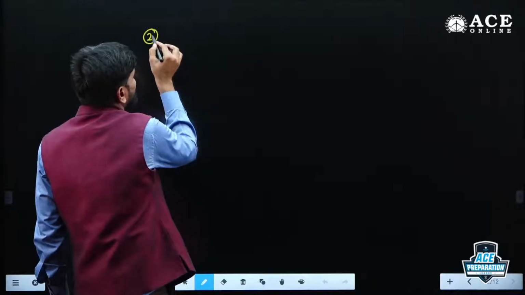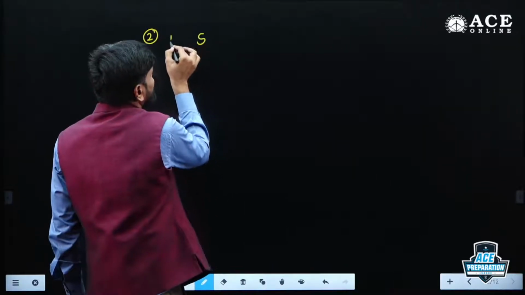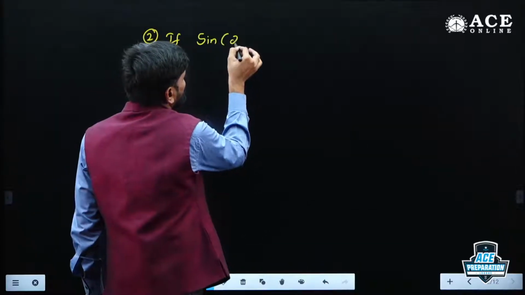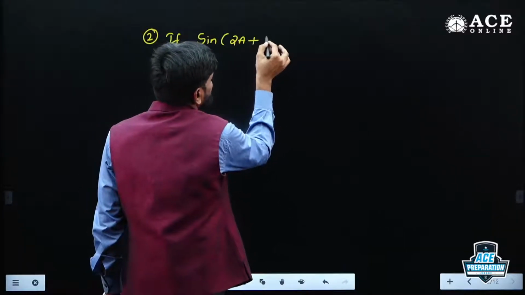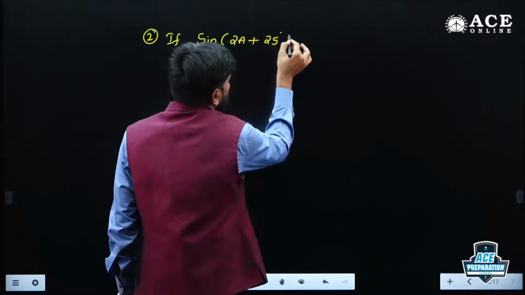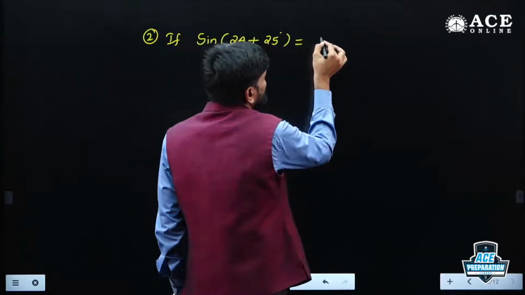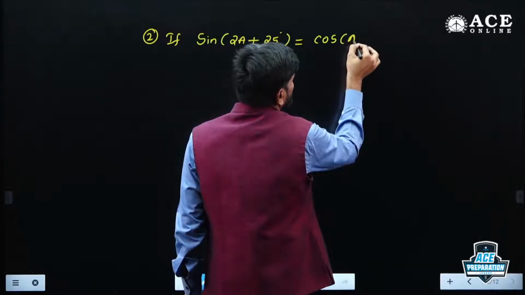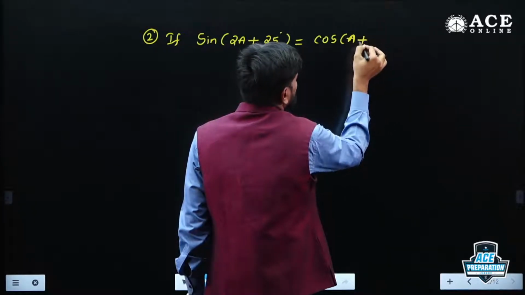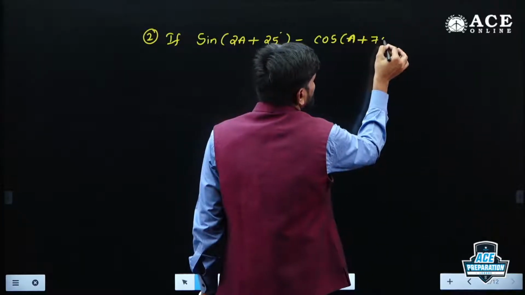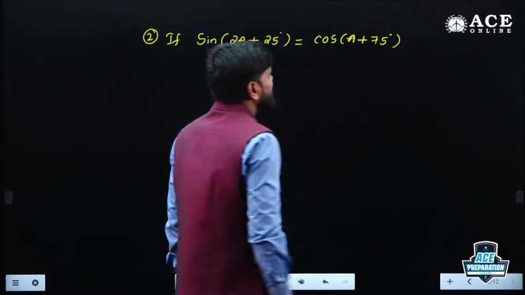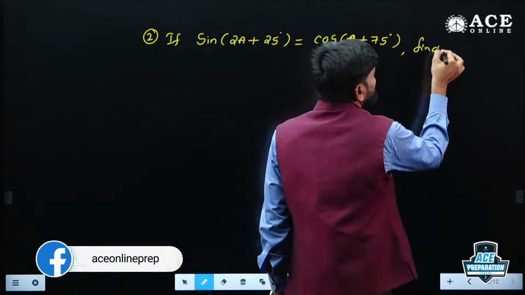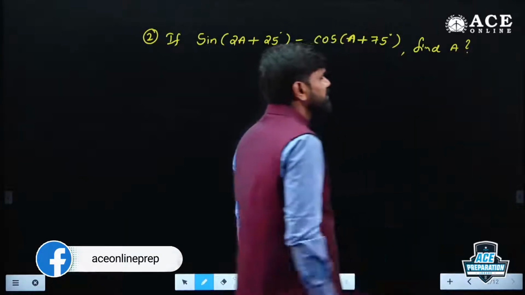Second, based on the same. They have given: if sin of 2a plus 25 degrees is equal to cos of a plus 75 degrees, then find a. What is the value of a? They may be asking you for.